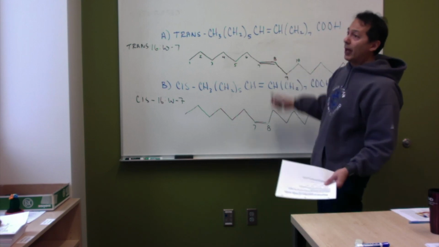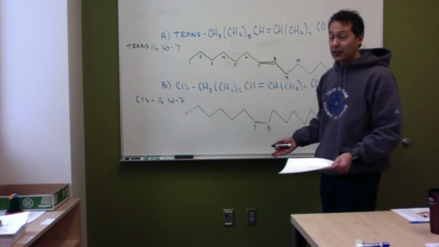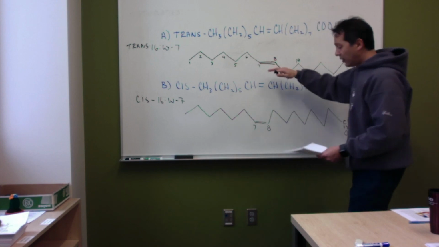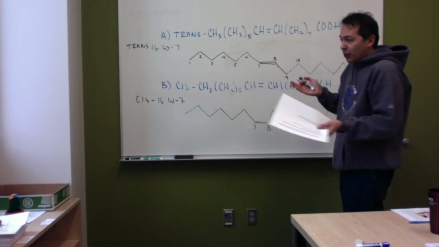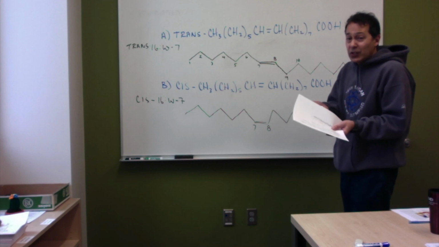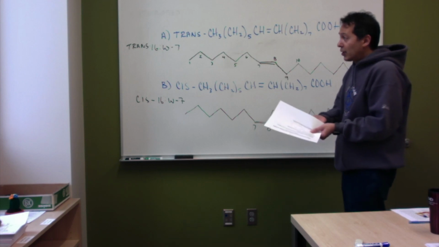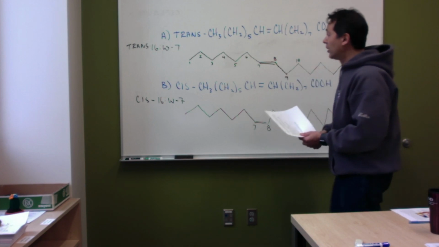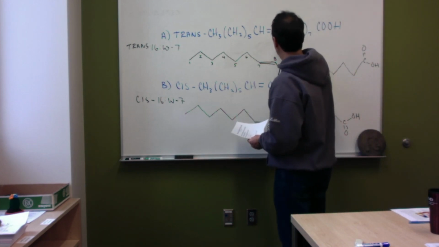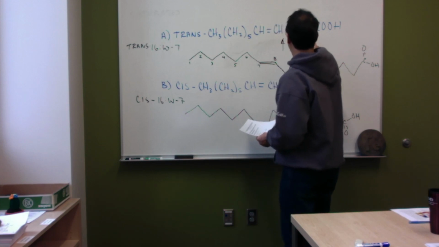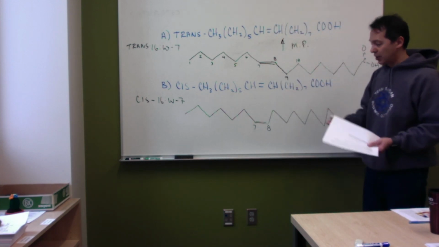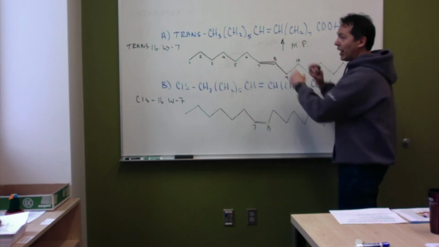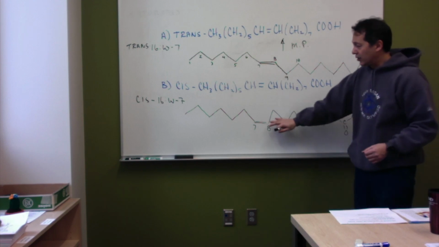And how would you know that? Unfortunately, it's one of those things we're just going to have to remember: trans molecules like this can pack a little more tightly. In other words, they can stick to each other a little bit more, and if they stick to each other more, it's harder to pull them apart. So this one is going to have a higher melting point as opposed to this one. And all that has to do with the fact that these ones pack closely together as compared to this one.